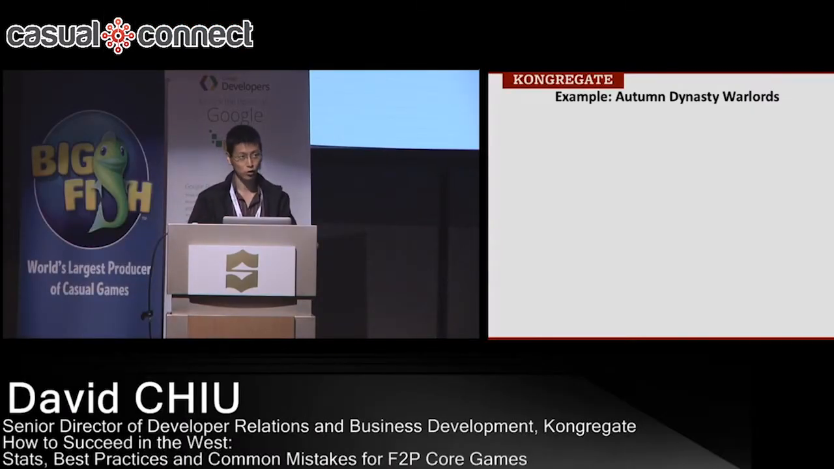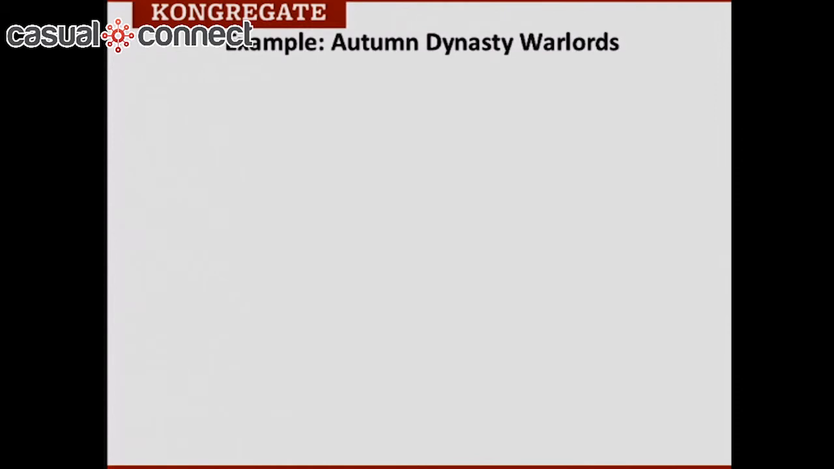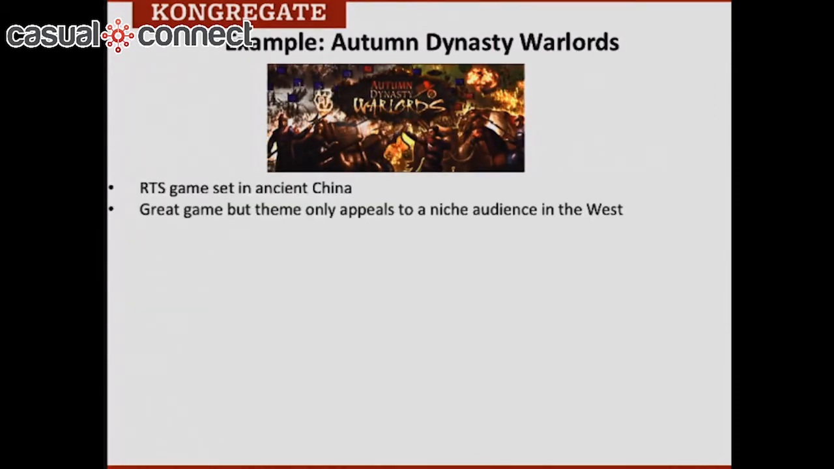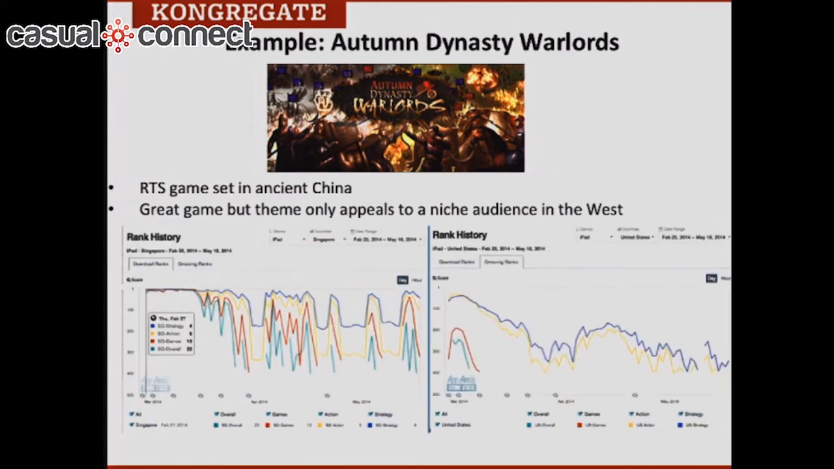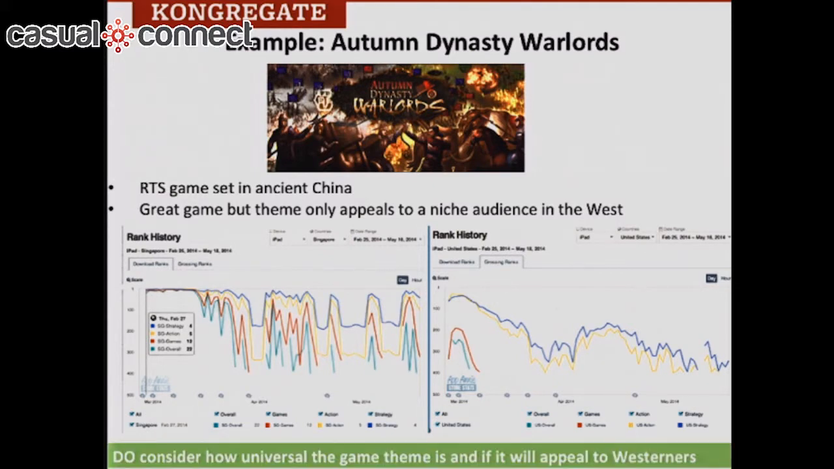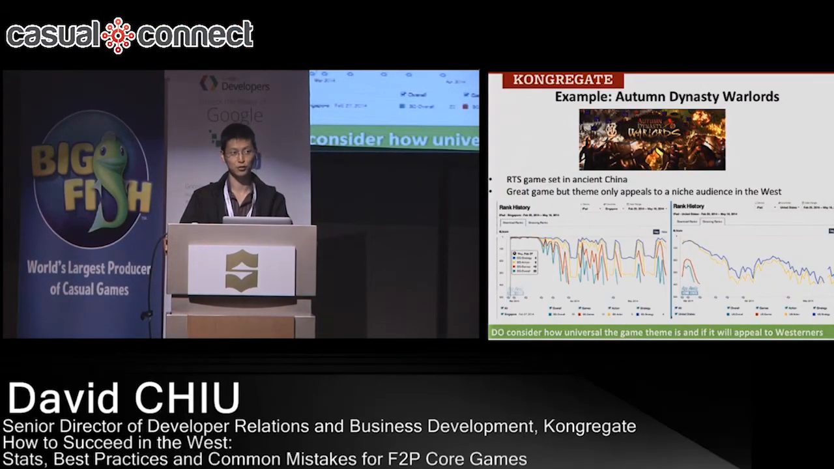Another example, Autumn Dynasty Warlords from a local Singaporean developer called Touch Dimensions. This is a great game. It's an RTS game set in ancient China. And as much as I like the game, as fun as it is, I think the theme limited its success in Western markets because it only appeals to a very niche, small audience in the West. And you can see their App Annie data. Singapore is on the left and the US is on the right. Very big difference in the top grossing charts. So do consider how universal your theme is and how it appeals to Westerners when deciding which game or whether to bring your game to the West.